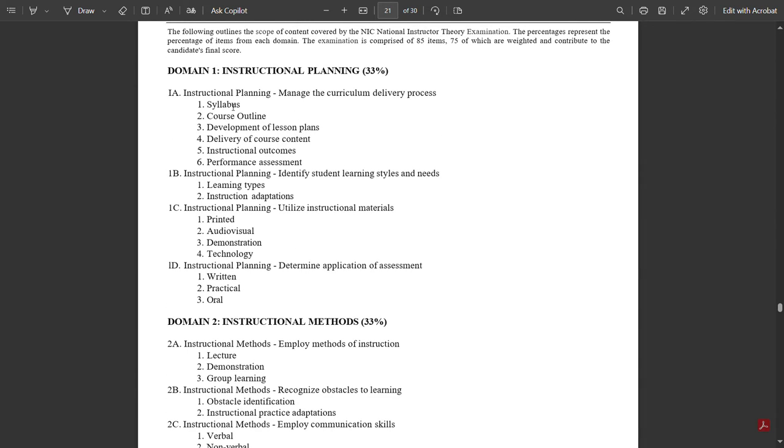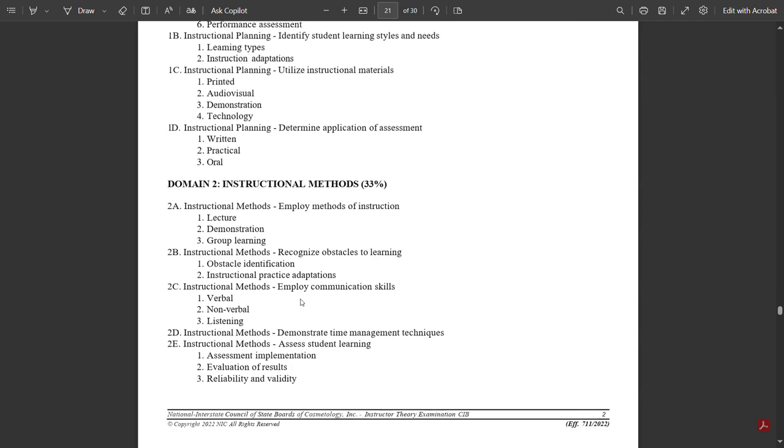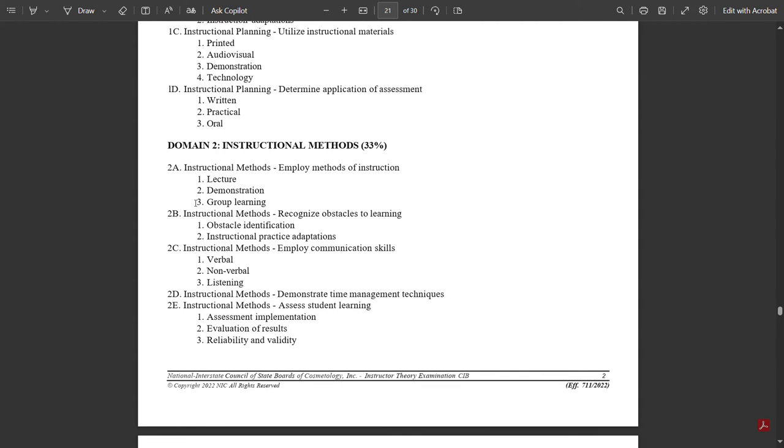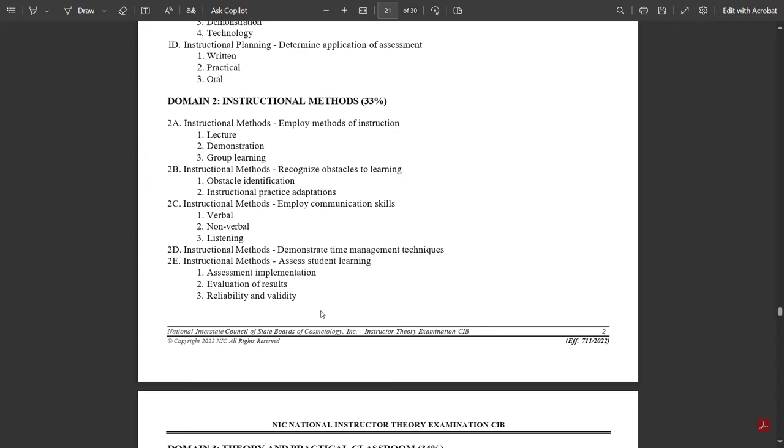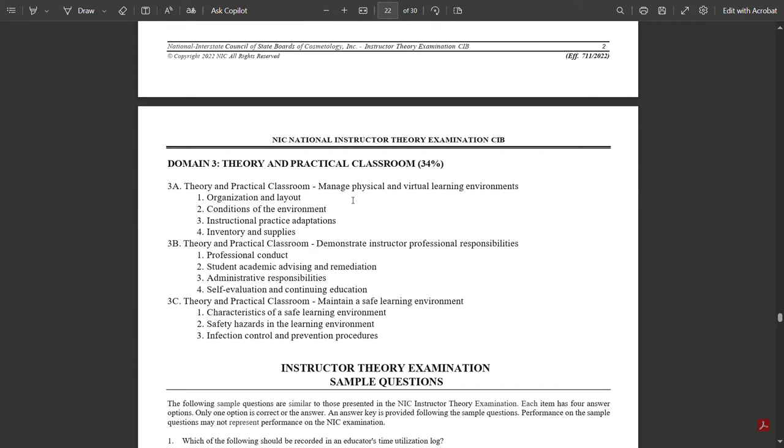So instructional planning, you want to know about how to manage the curriculum delivery process, your syllabus, your course outline, lesson plans, delivery, things like that. Identifying student learning styles and needs and how to adapt to those. How to utilize instructional materials and the different types. How to assess students in different ways. Under instructional methods, what are your different methods of instruction? What obstacles to learning are there? How do you adapt? How to employ communication skills, verbal, nonverbal skills, and listening. Time management, how to assess student learning. And then for the theory and practical classroom, you want to be able to manage physical and virtual learning environments, demonstrate instructor professional responsibilities, and maintain a safe learning environment, and all the things that those contain.